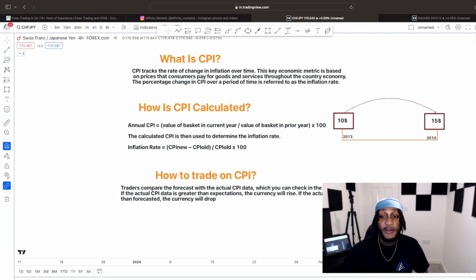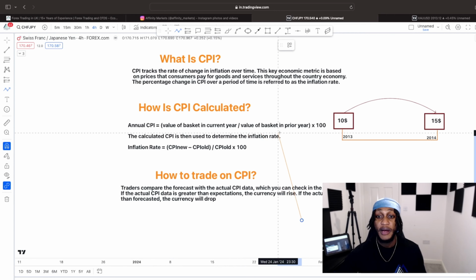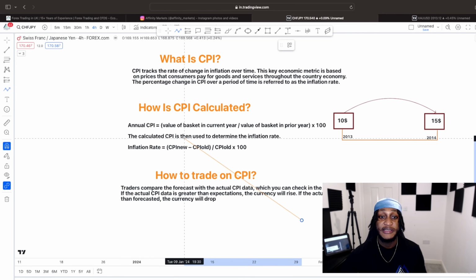How is CPI calculated? So when you calculate CPI, we have a perfect example of CPI right here. You can see annual CPI equals value of basket in current year divided by value of basket in previous year, times 100, right? So the calculated CPI is then used to determine the inflation rate. Inflation rate equals new CPI minus old CPI, times 100.